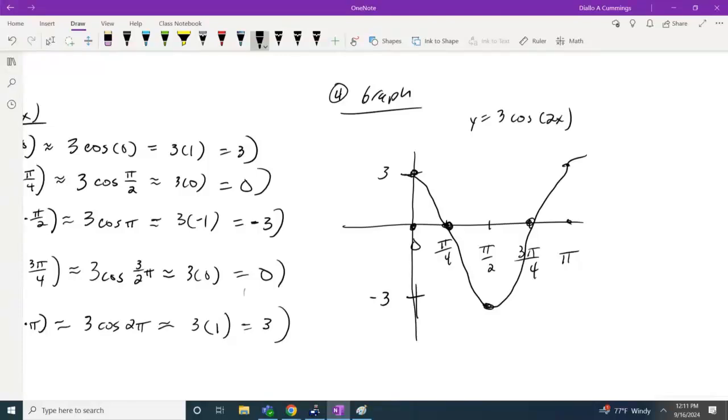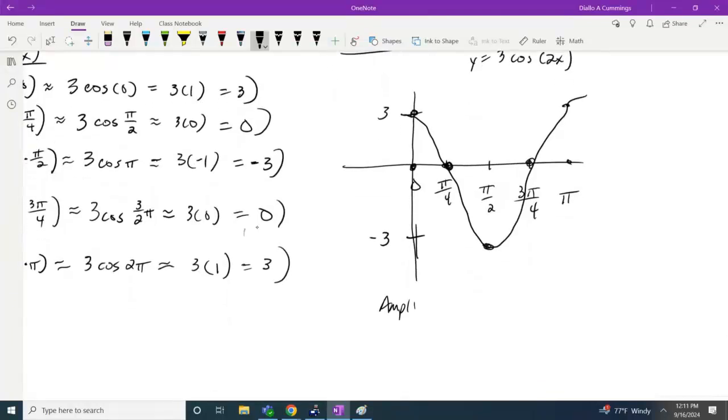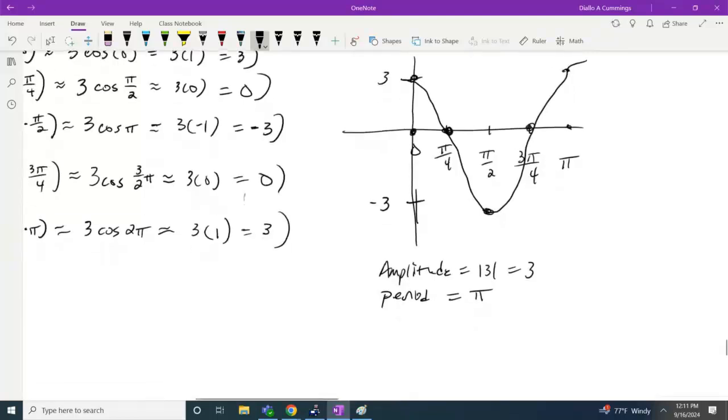So now if we answer those same questions, the amplitude is equal to 3. The period is equal to pi. The midline, so here again, the midline is the line that cuts directly through the center. So that's the x-axis. So that's y equal to 0.